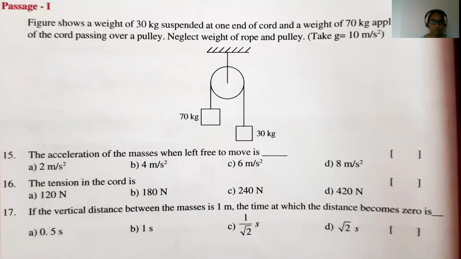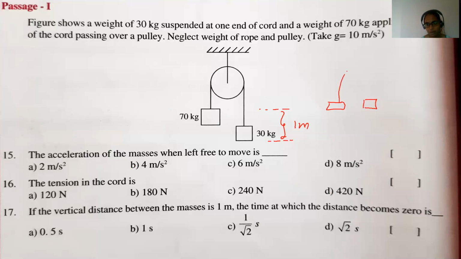See, children, what they're giving here: the distance between the two masses is 1 meter. Let us take this one as the top and this one as the bottom. So the distance between them initially, how much, children? It is 1 meter, like this. They are at a vertical distance of 1 meter. Now, at what time does the distance become 0? That means at what time will they both align in the same position, like this and like this.